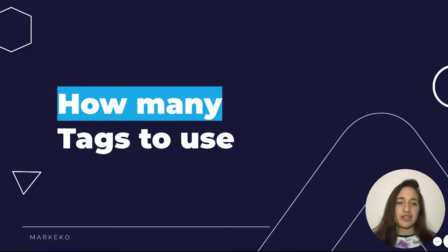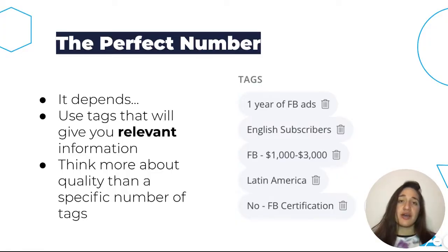So, how many tags should you be using? Well, this really depends on a lot of things. First of all, you need to be using tags that will give you relevant information. Just be mindful. Don't use too many tags because then you will have a complete mix up in your email list. You might be sending the same email twice to different segments of people. So really, you need to think about what will give you the best type of information, what will help you be more personalized but without overdoing it, and just think more about quality than a specific number of tags, like which types of tags will give you valuable information.